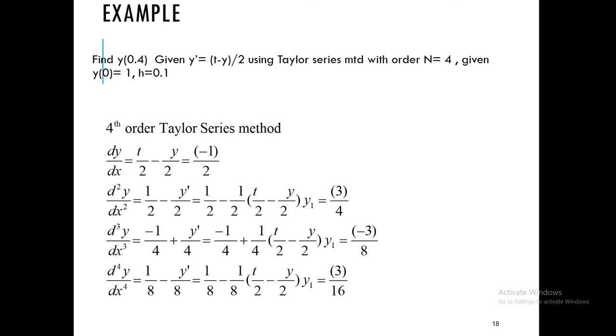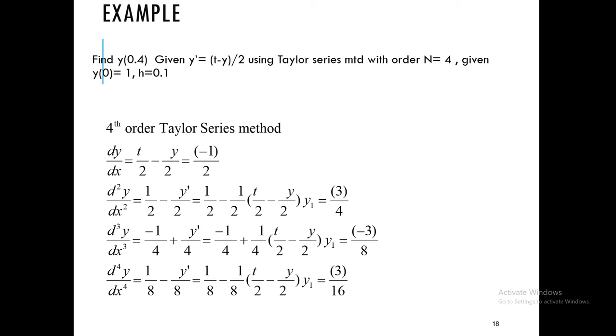So this time, you always need to be given an order, okay? So here we're going to use Taylor series, with n equals, let's say, 4. Very good. If that is the case, then we have to find the first derivative, second derivative, third derivative, and fourth derivative, and then evaluate at the given points before we find y1.